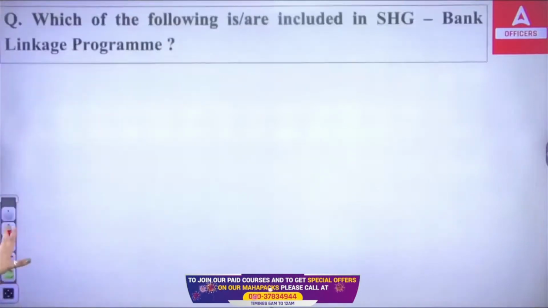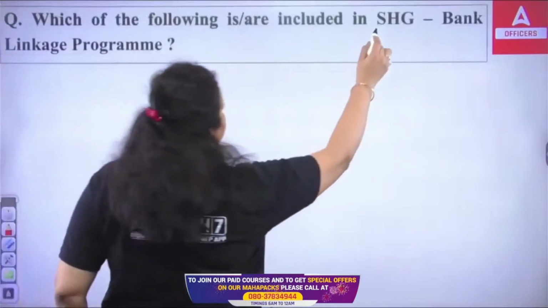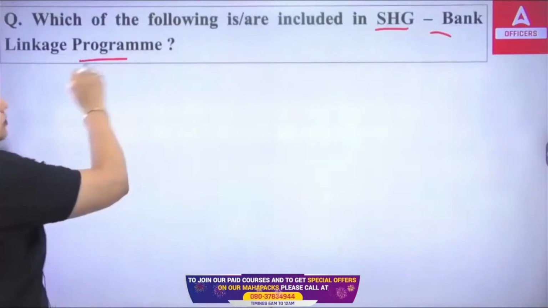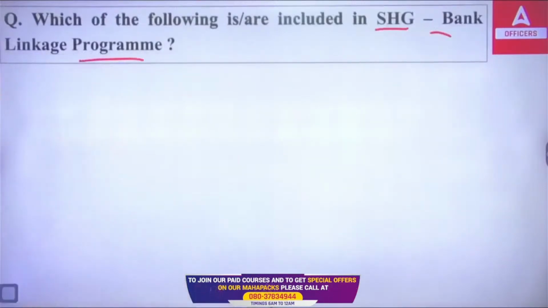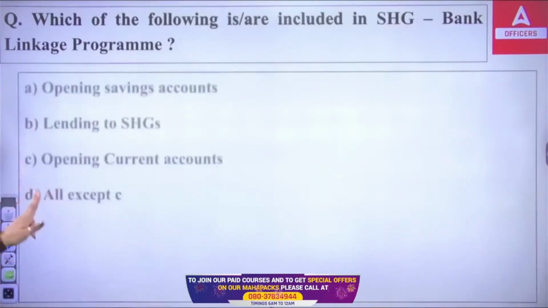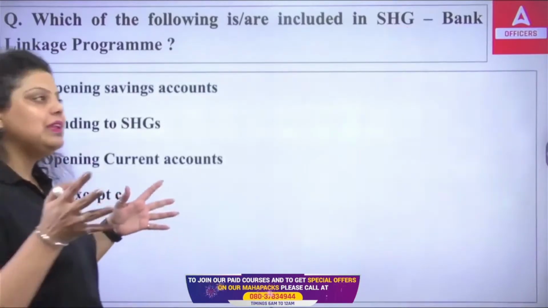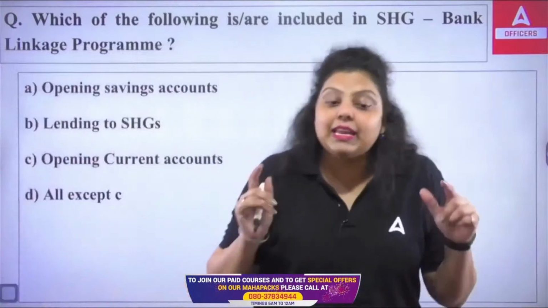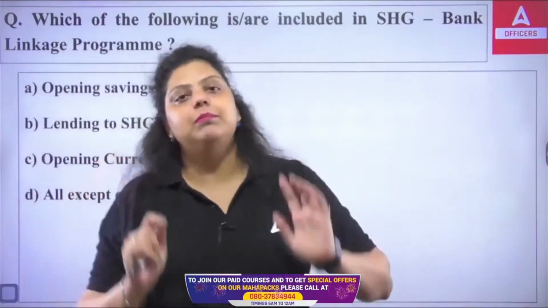Next. Which of the following are included in the self-help group bank linkage program? We have certain options here, and you have to tell which of them will be covered under the self-help group bank linkage model. So first of all, what is a self-help group? A self-help group is simply a group of 10 to 20 people. It can be all women, or women and men combined.